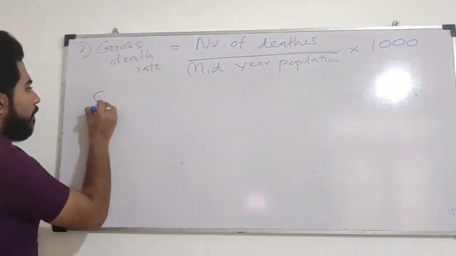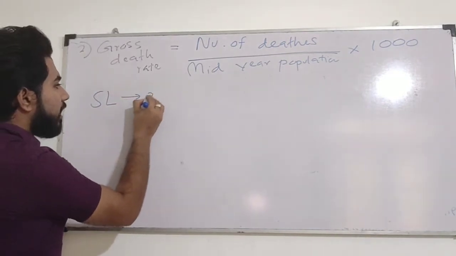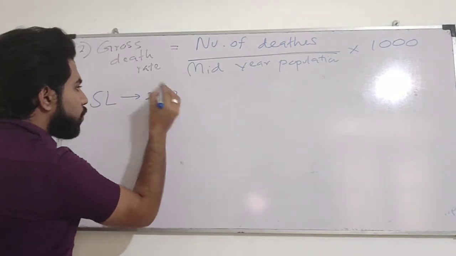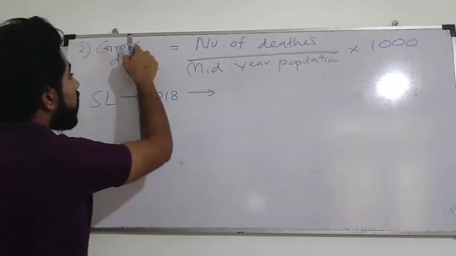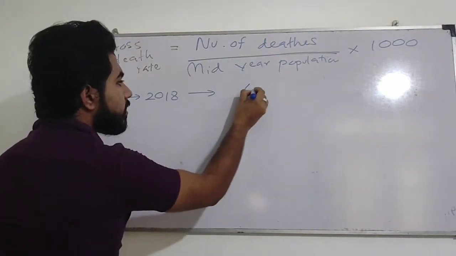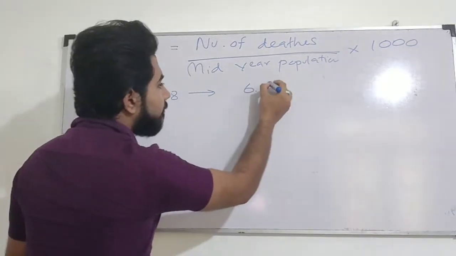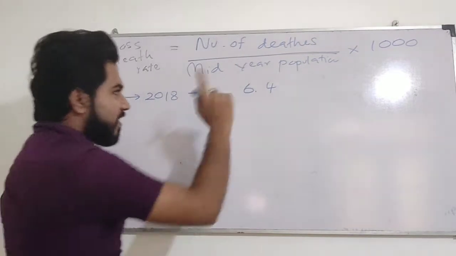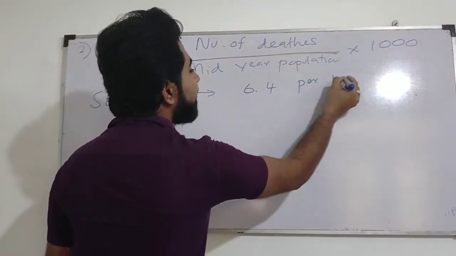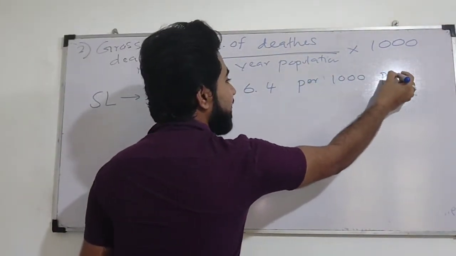Okay. Now, my dear students, in Sri Lanka, when you pay attention towards 2018 statistics, our gross death rate was 6.4. Is it a percentage? No. 6.4 per 1,000 persons.